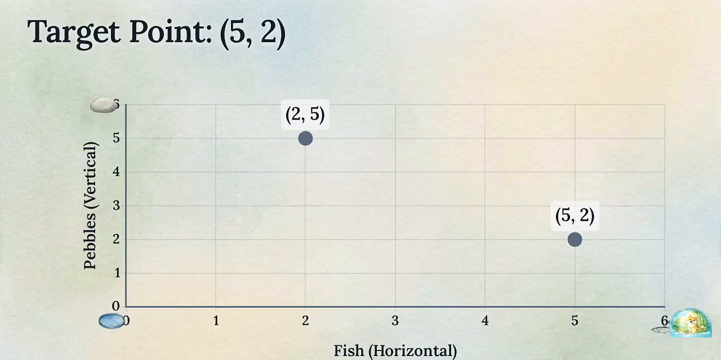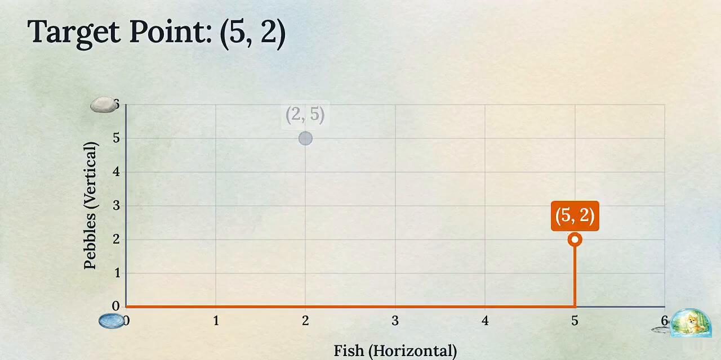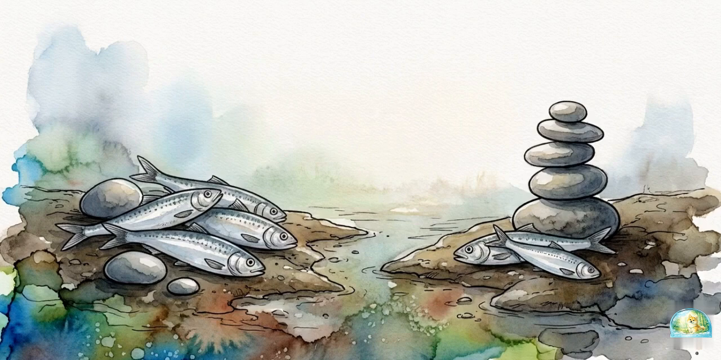Is her target point 5,2 or 2,5? We match fish to the horizontal axis and pebbles to the vertical axis. Placing the 5 first and the 2 second lands exactly on 5,2. Swapping the order to 2,5 means 2 fish and 5 pebbles. The number order dictates real-world meaning, bound entirely by what each axis represents.